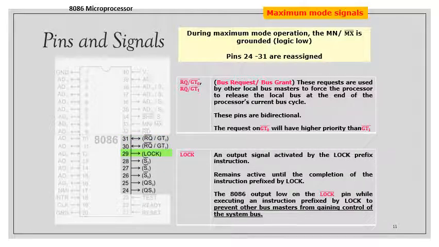Pin number 29, LOCK, is an output signal activated by the LOCK prefix instruction. It remains active until the completion of the instruction prefixed by LOCK. The 8086 outputs low on the LOCK pin while executing an instruction prefixed by LOCK, to prevent other bus masters from gaining control of the system.